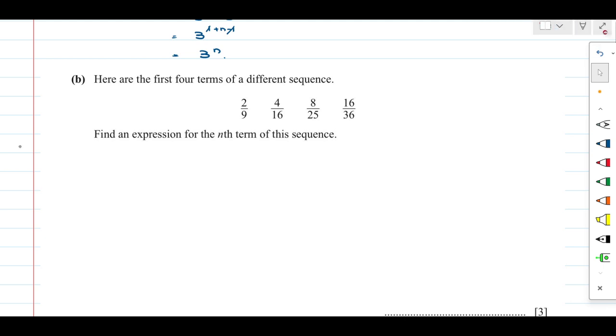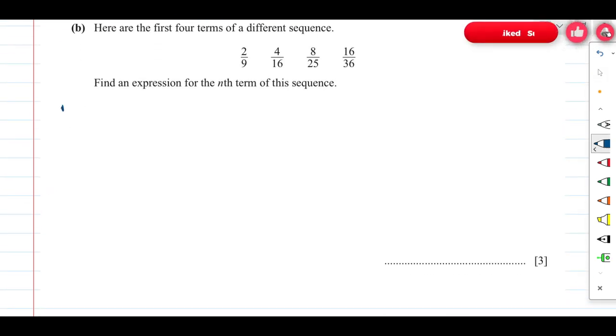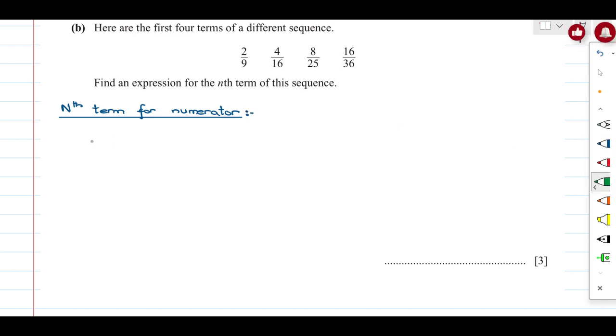So let me start with the numerator first, right? So we can say nth term for numerator. All right. So the nth term for the numerator, since the numerator is 2, 4, 8, 16, and so on. Okay, so the nth term should be in common. This is a common ratio. So the numerator sequence should be a geometric sequence.